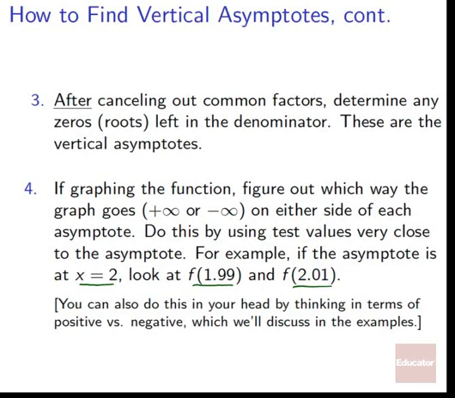Alternatively, you can do this in your head by thinking in terms of positive versus negative, and thinking, what if I was very slightly more or very slightly less. We'll discuss this in the examples, specifically in example 3, where we'll see this idea of being just a little bit over or just a little bit under, and it'll make more sense when we do it in practice. But you can always just test a number, use a calculator, and figure out that I'm clearly going to be positive on this side and negative on this side.